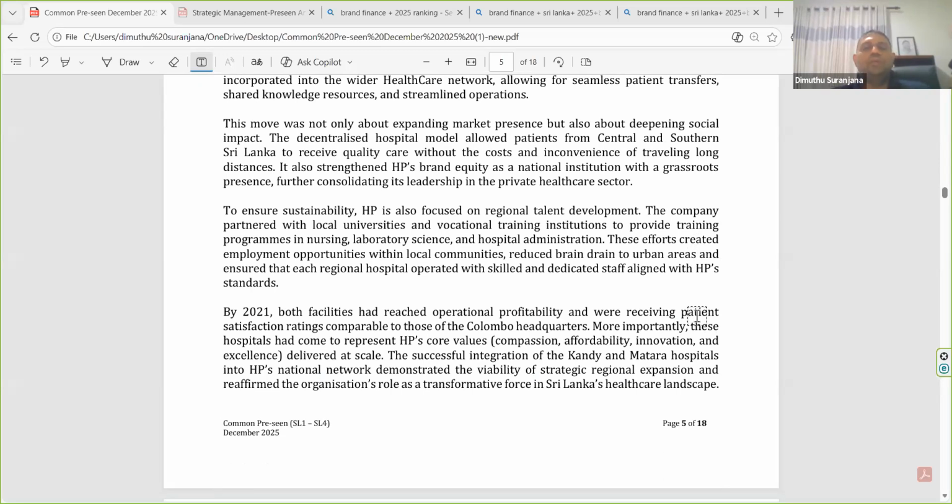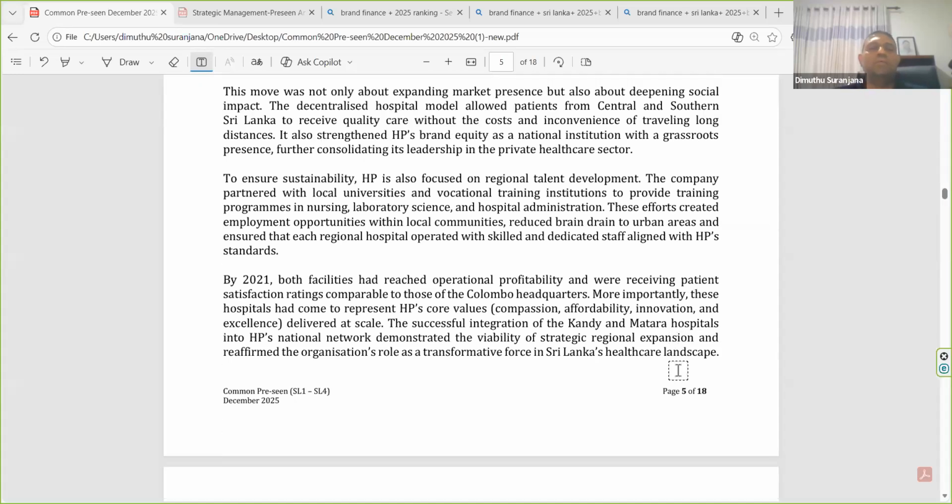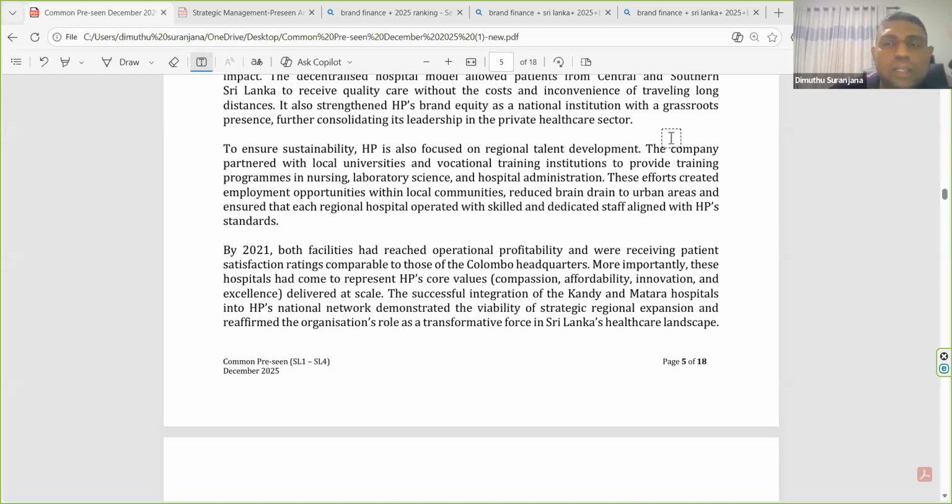The decentralized hospital model allows patients from central and southern Sri Lanka to receive quality care without the cost of traveling long distances. It also strengthens HP's brand equity as a national institution with a grassroots presence, further consolidating its leadership in the private sector. So we discussed this brand equity. To ensure sustainability, it also focused on regional talent development. The area is not only Colombo. They want to develop talent. The company partnered with local universities and vocational training institutions to provide training programs in nursing, laboratory science, and hospital administration. So this is talent management.